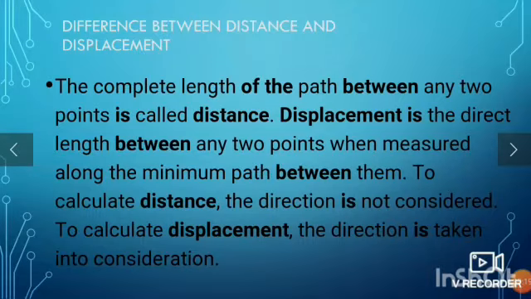The complete length of the path between any two points is called the distance. Displacement is the direct length between any two points when measured along the minimum path between them. To calculate distance, the direction is not considered. To calculate displacement, the direction is taken into consideration.